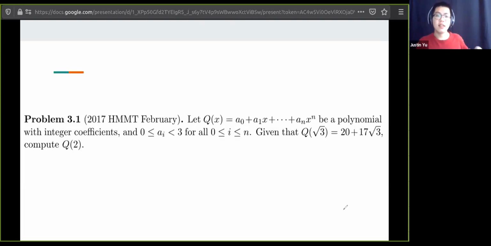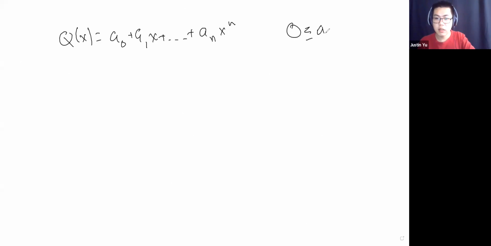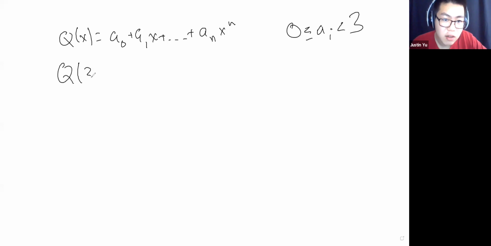Why? So all the necessary information, forgot to clear this. Q of x is going to be equal to a0 plus a1x plus, up to an x to the n. These are all integers. All right, just know that we're dealing with integer polynomials. That's actually going to be really important. We know that Q of 3 is going to be 20 plus 17 root 3.